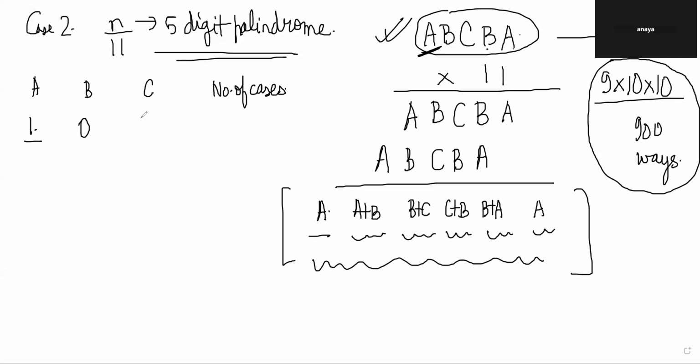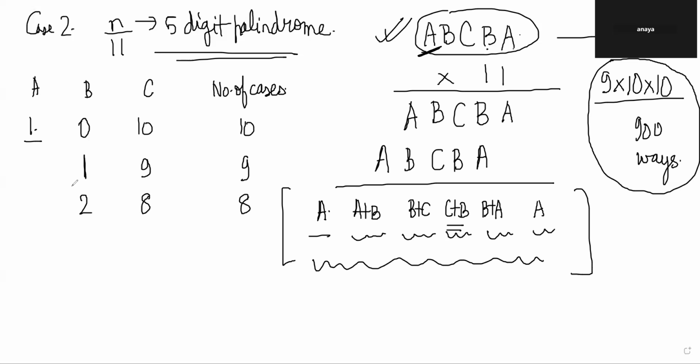10. If A is 1 and B is 0, then C can be anything from 0 to 9, so 10 possibilities. So the number of cases in that case is 10. Keep A fixed and change B to 1. Now, how many possibilities of C are there? 9, 0 to 8, right? Yeah, 0 to 8 because you have to make sure that B plus C is less than or equal to 9. So there are 9 cases here. Change B to 2, there will be 8 cases here, right?